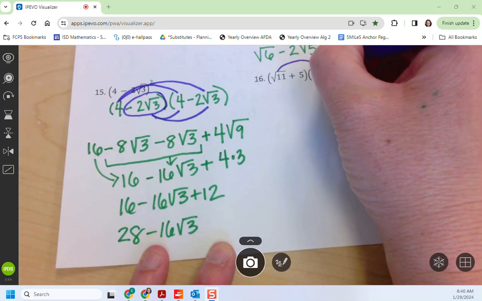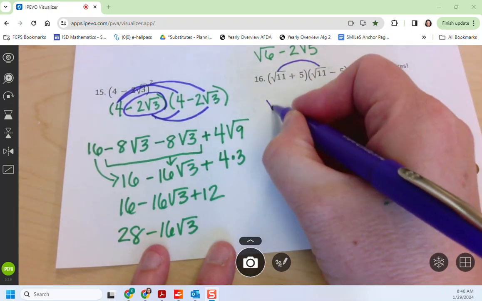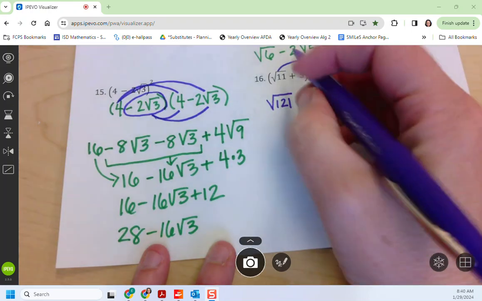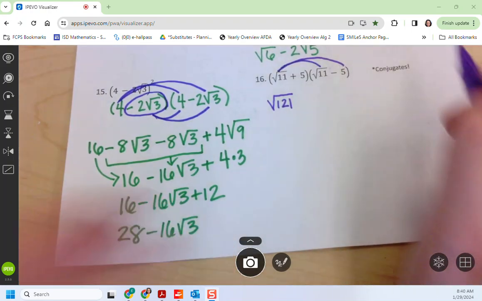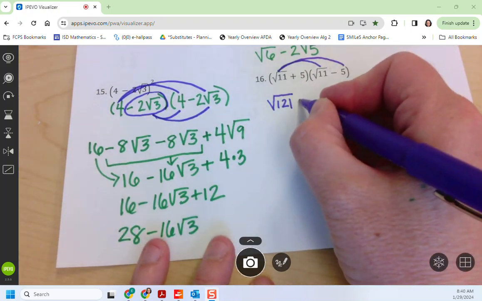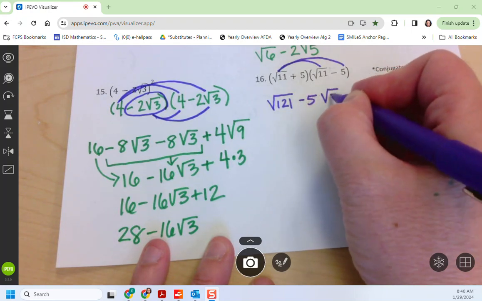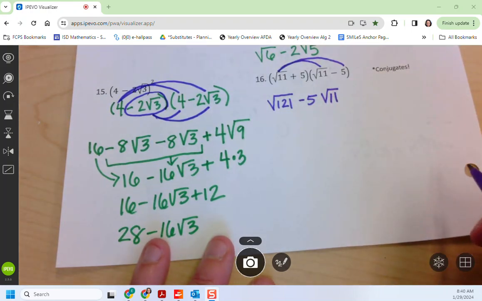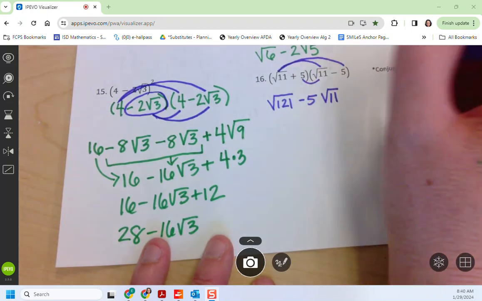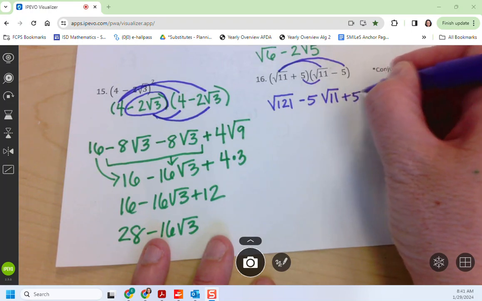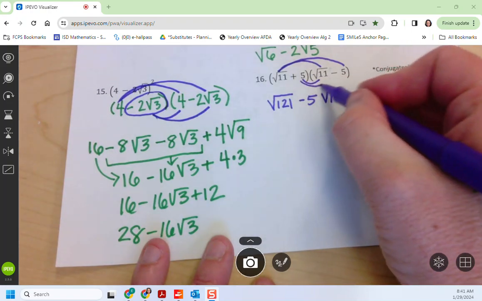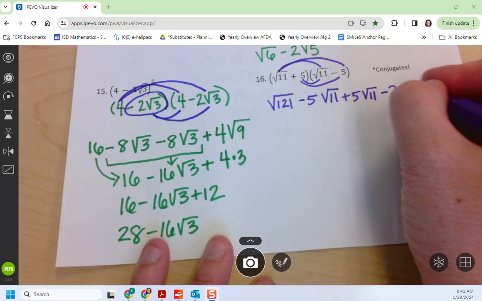All right, so root 11 times root 11, square root of 121. And then root 11 times negative 5. The negative 5 doesn't have a root on it, so it just gives you negative 5 root 11. Like, you don't actually multiply those numbers. Then I'll distribute the 5, so 5 times root 11 is plus 5 root 11. And then 5 times negative 5 is minus 25.